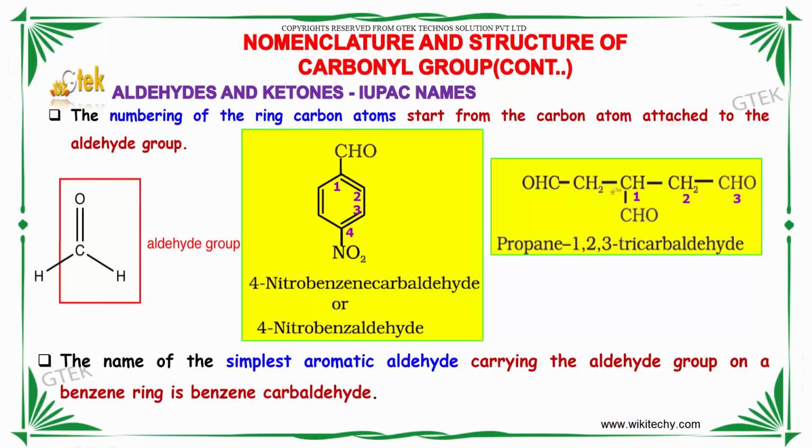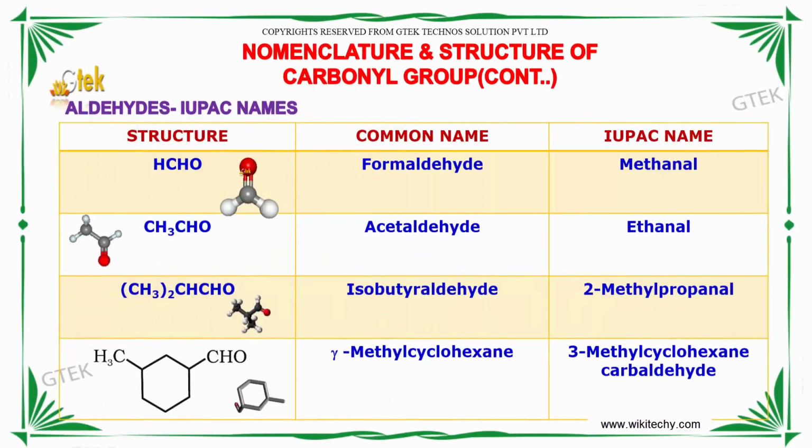Similarly, the aldehyde group is present at this position. So this carbon would be the first carbon and the numbering would start like this. So its name would be propane-1,2,3-tricarbaldehyde. The simplest aromatic aldehyde, carrying the aldehyde group on a benzene ring, is called benzenecarbaldehyde. Let us now discuss the structures and IUPAC names of some aldehydes.